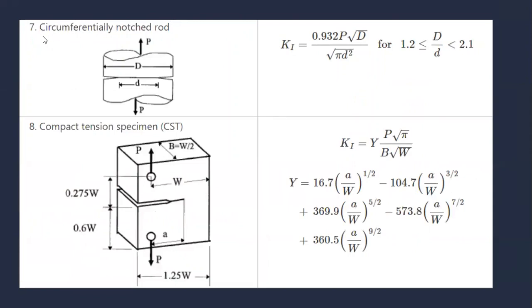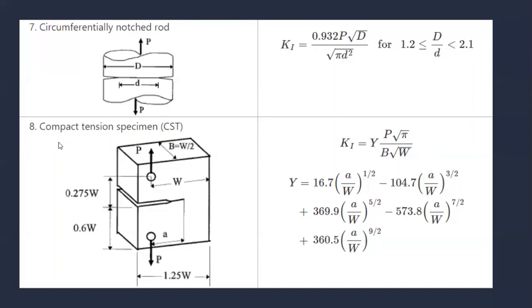And next, the typical geometry is a circumferentially notched round bar. So it's a notched round bar with cracks here and here, of diameter D and a minimum diameter of small d, and the load is P. Stress intensity factor K_I for this is equal to 0.92 P root over d by pi d squared, for 1.2 less than or equal to D by d less than or equal to 2.1. This is the limit, and this is the stress intensity factor for this circumferentially notched rod.